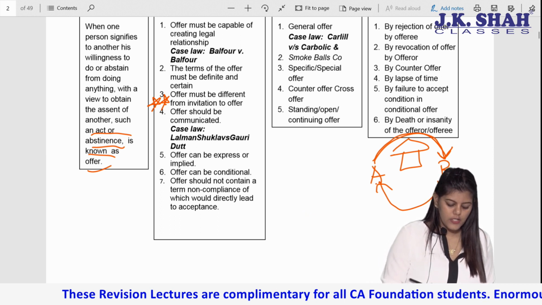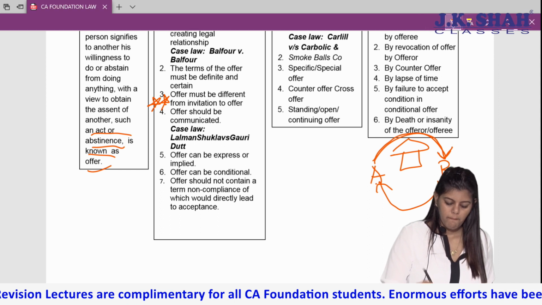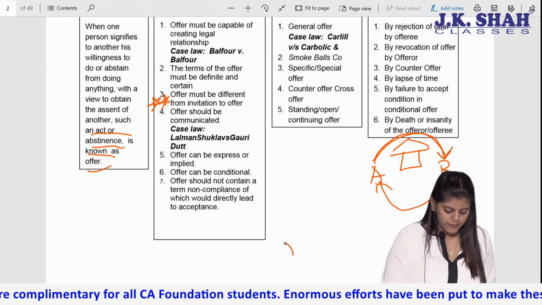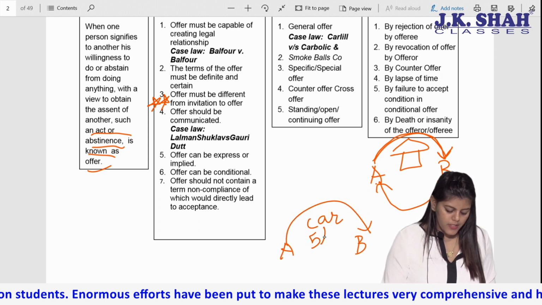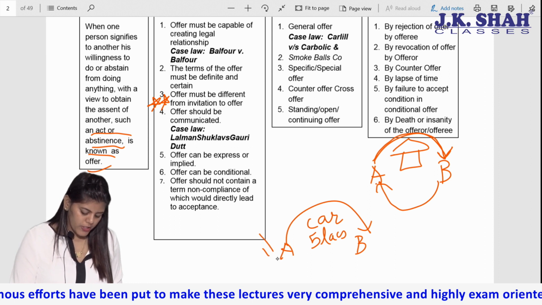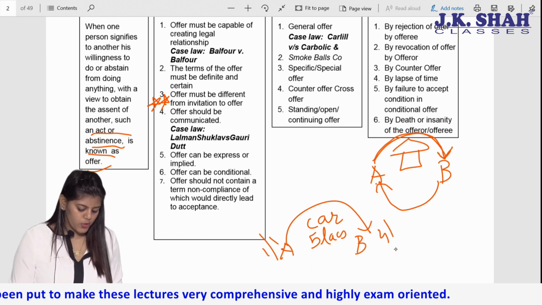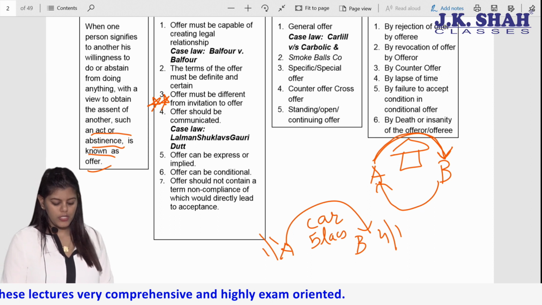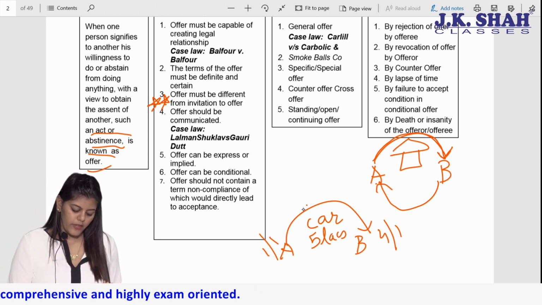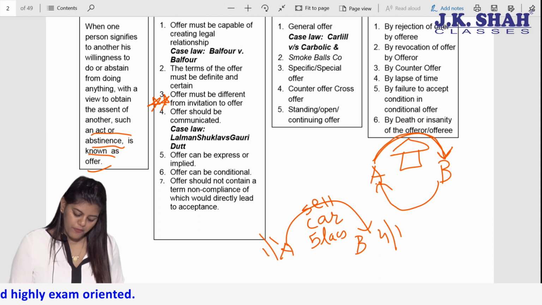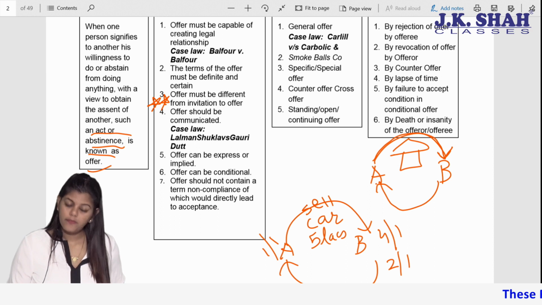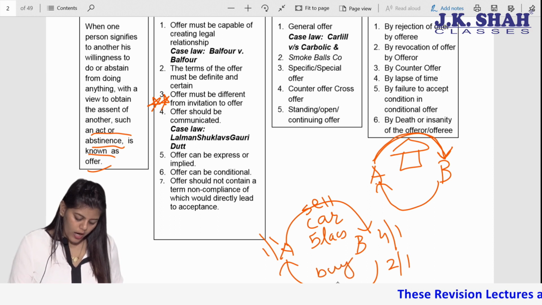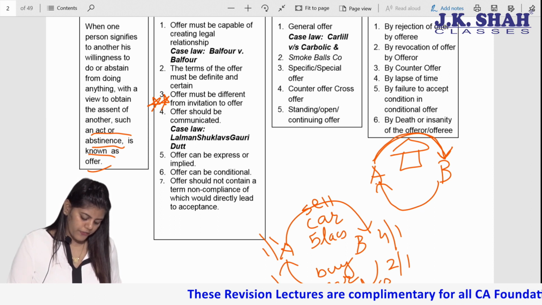Then when it comes to cross offers, yes, one second. Cross offers. A offered his car to B for 5 lakhs. He posted this letter on 1st Jan, which reached B on 4th Jan. So B will come to know about this on 4th Jan, that A wants to sell his car. But before that, B also posted another letter to A on 2nd Jan, that I want to buy your car for 5 lakhs. And this letter reached A on 5th Jan.